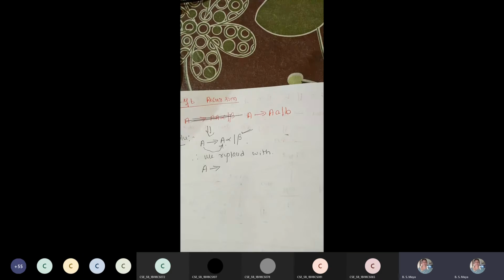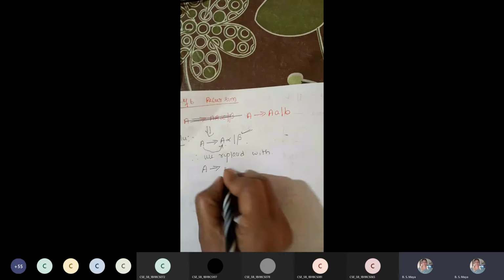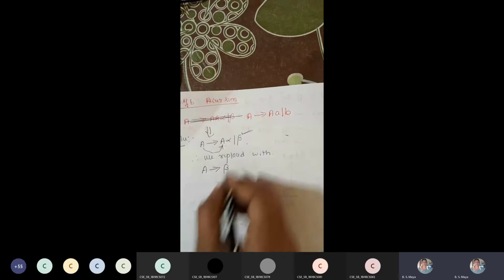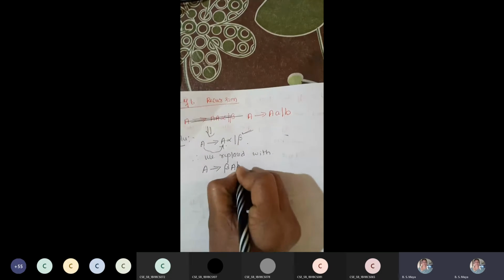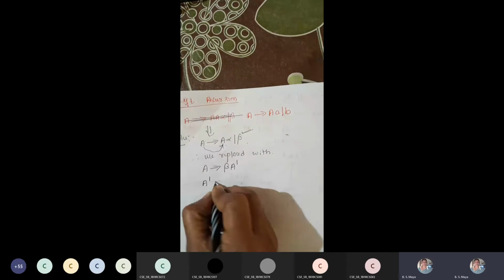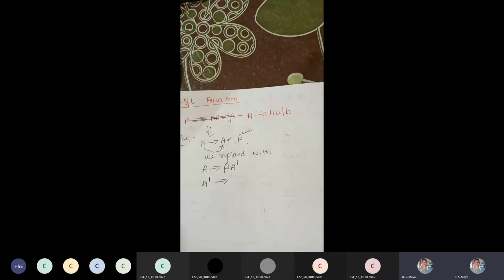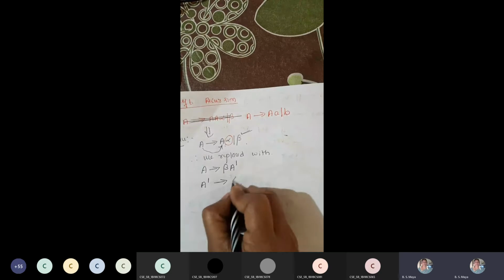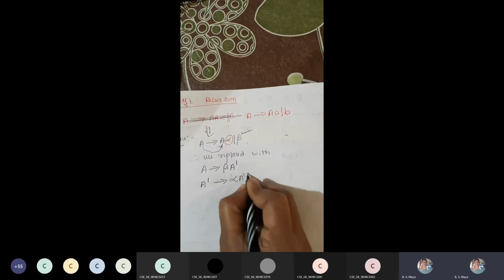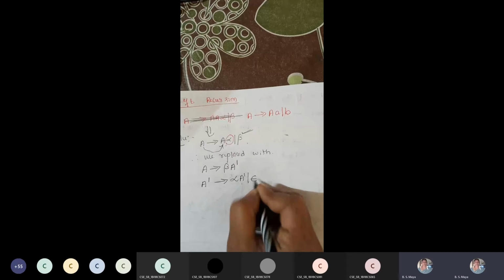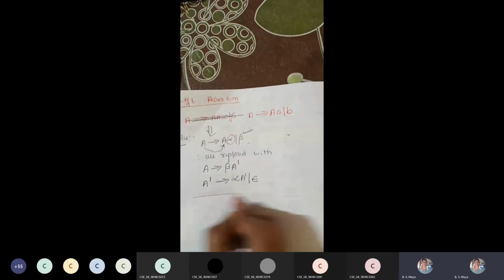Continue, ma'am. Okay. It starts with beta. Then you have a new production A dash. Beta into A dash. What is A dash? This is the formula I am writing. A dash derives the remaining. You have to take the remaining part. You leave that A. The remaining is alpha. Alpha into A dash, then epsilon.